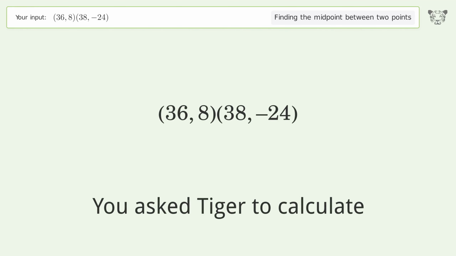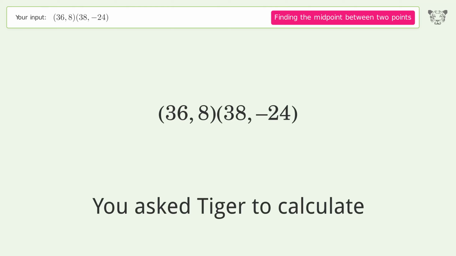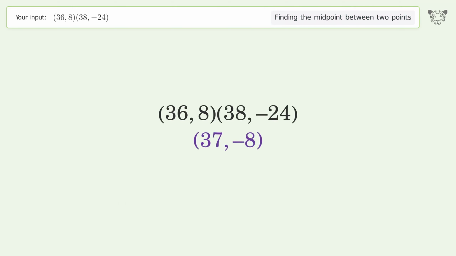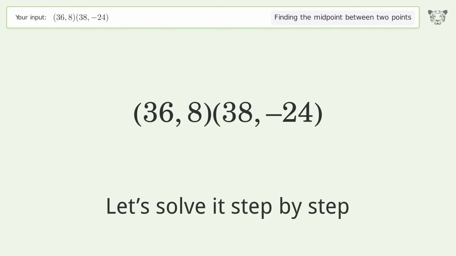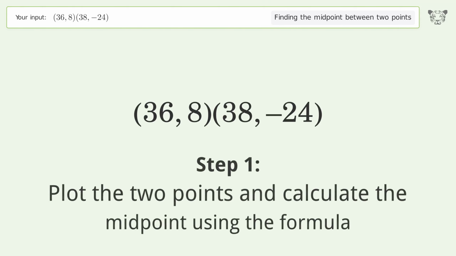You ask Tiger to calculate. This deals with finding the midpoint between 2 points. The midpoint between the 2 points is 37, -8. Let's solve it step by step. Plot the 2 points and calculate the midpoint using the formula.